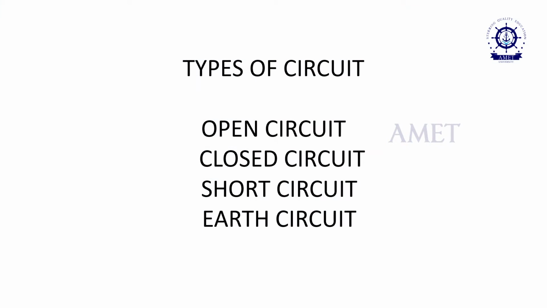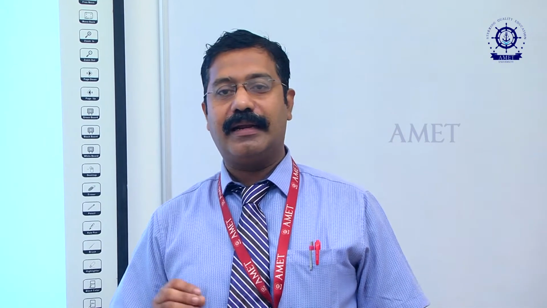But today we will be seeing what types of circuits are available and what is needed to operate a circuit. We will be seeing it one by one clearly. As we saw in the slide, we have 4 types of circuit. The first one is open circuit, the second one is closed circuit, the third one is short circuit, and the fourth one is earth circuit. We will be seeing one by one clearly.